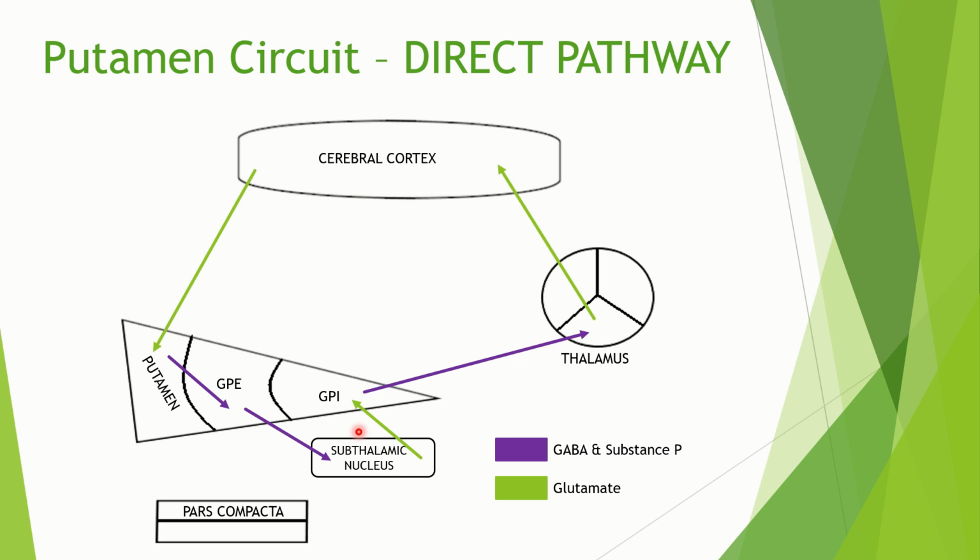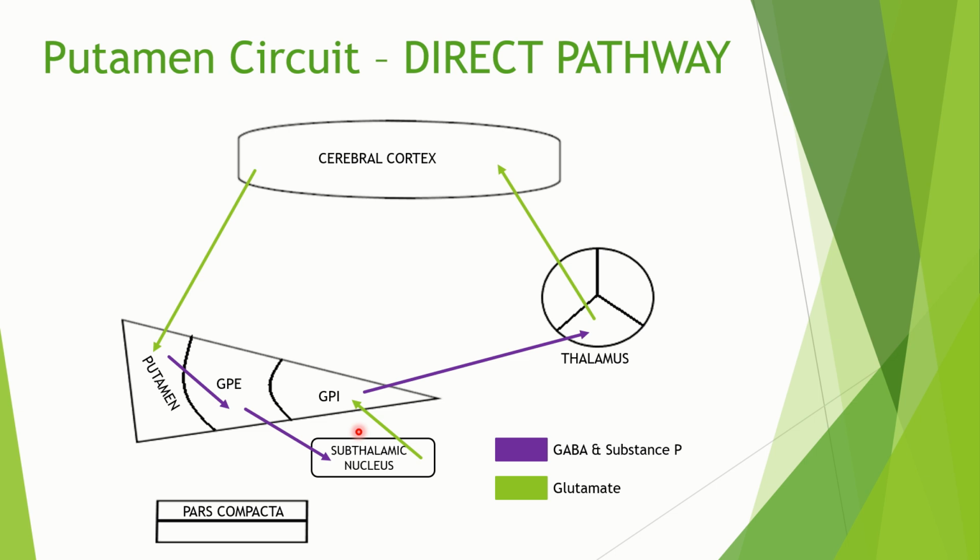thalamocortical fibers. Again, you need to know what are the fibers, where they are coming from and where they are heading to, and the neurotransmitters involved, and understand the difference between the direct and the indirect pathway. In the direct pathway, there are fibers running directly from the putamen to the globus pallidus internus. The direct pathway is a stimulatory pathway.